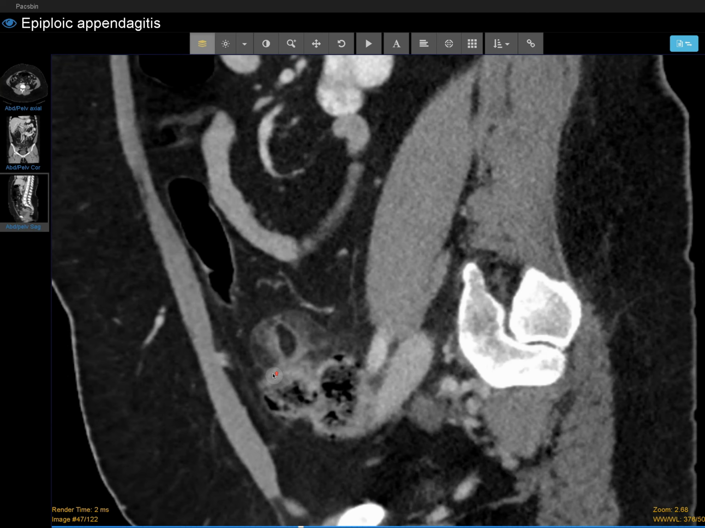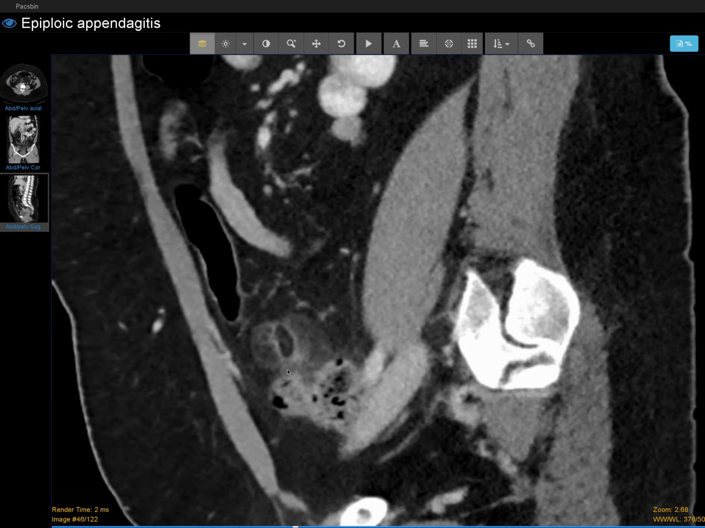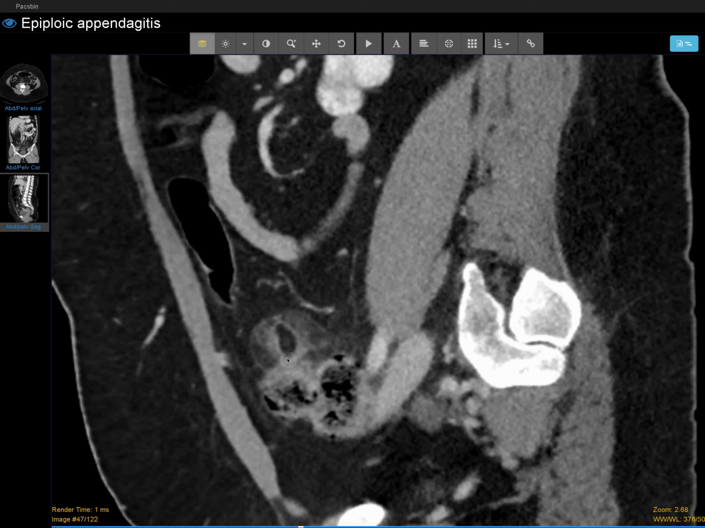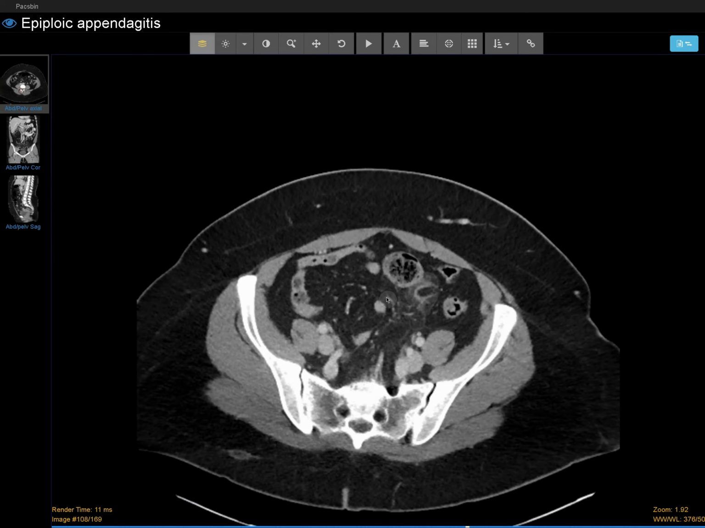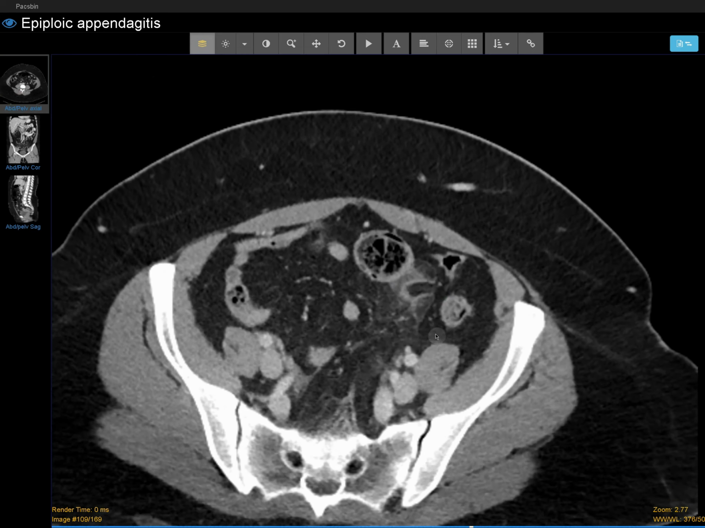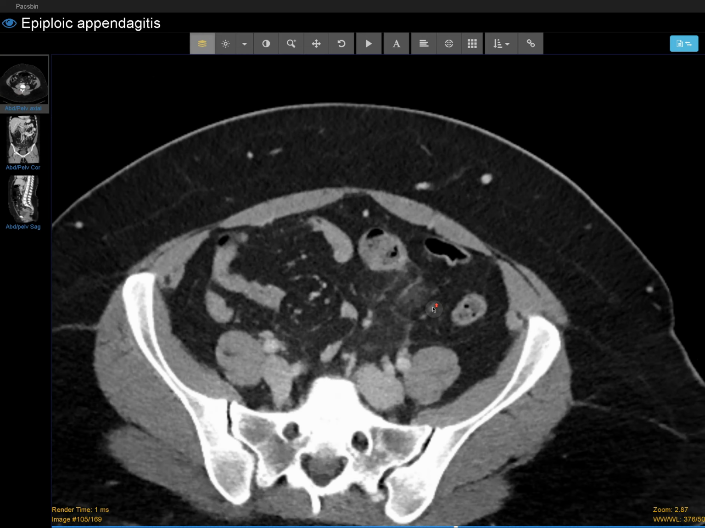So it seems to be coming out of the, it's abutting the wall of the sigmoid colon, a fat density structure with surrounding fatty stranding. And this is a classic look for epiploic appendicitis.